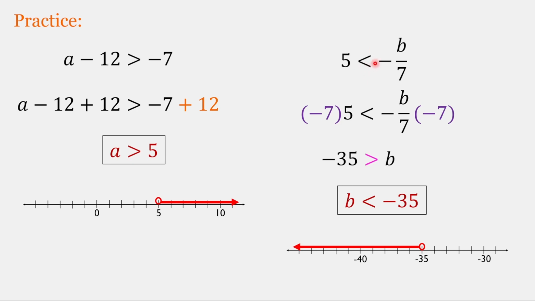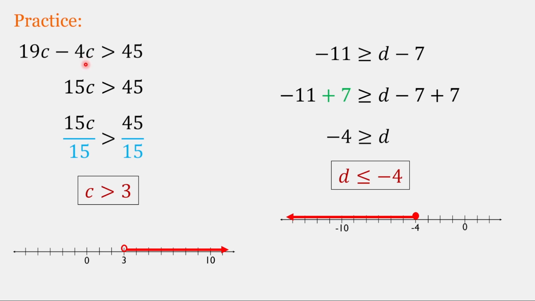For the second problem, we have b divided by negative 7. And we'll keep the negative with the number. So when you see b divided by negative 7, you want to view this as the variable b all over negative 7. So to undo this division by negative 7, we multiply by negative 7. And since we multiplied by a negative number, we will reverse the direction of the inequality, resulting in b less than negative 35.